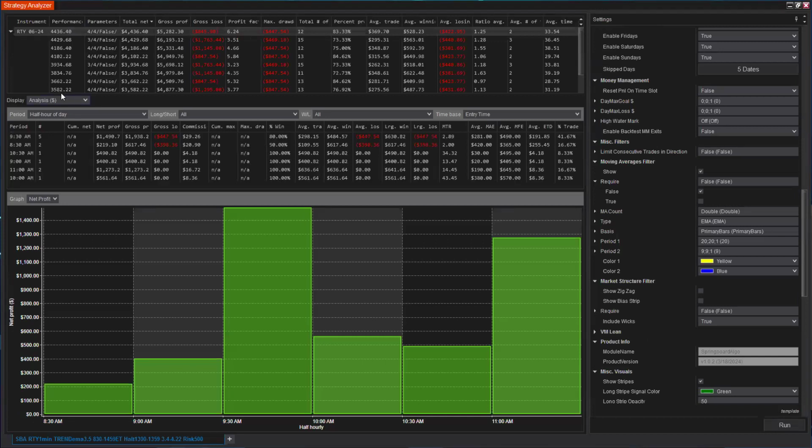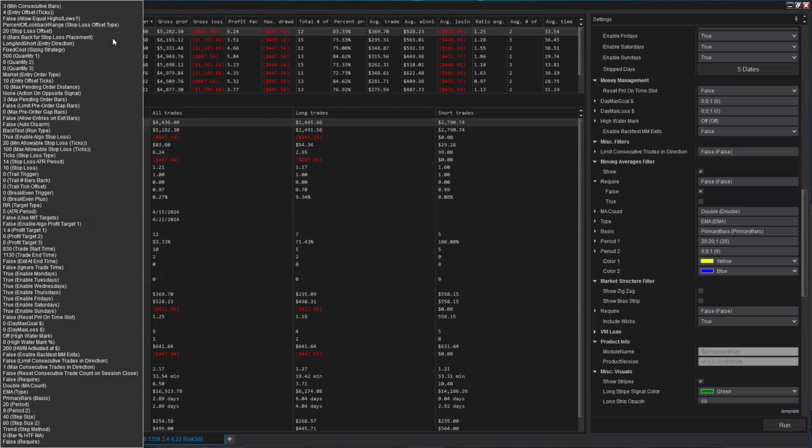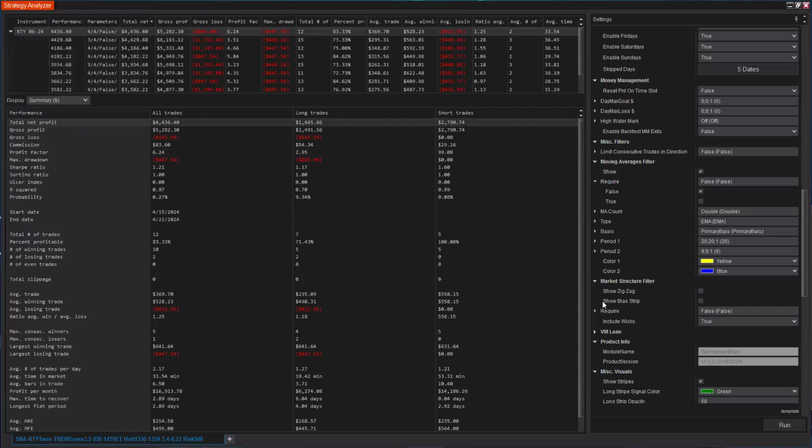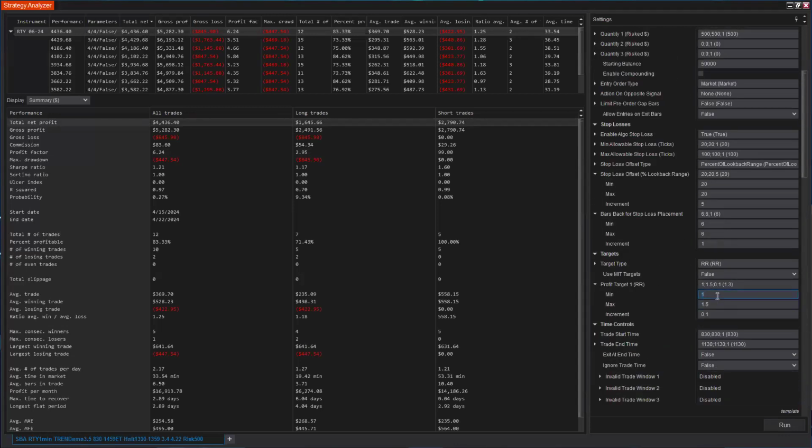Okay, and let me go back to summary because it's easier to see all the numbers. Yeah, so good profit, max drawdown, good profit there. 1.4, 1.4, 1.1, 1.3, and then 1.5. So I think leaving it at 1.5 seems to make sense. So we'll just go ahead and lock that one in now too.